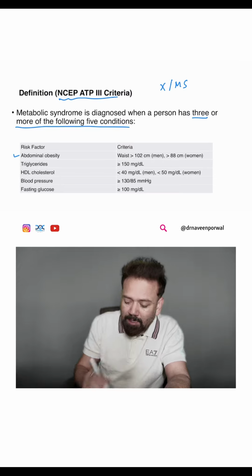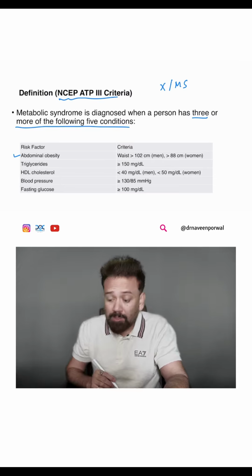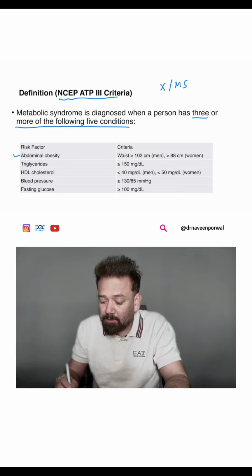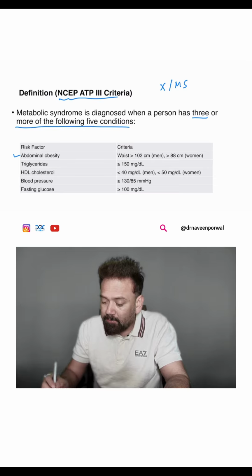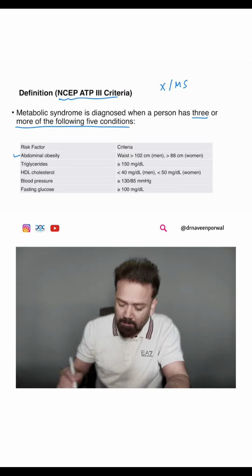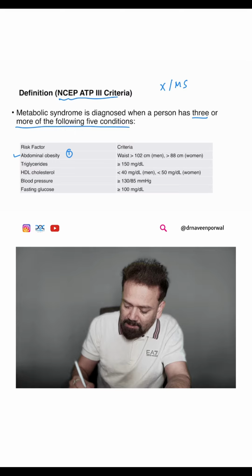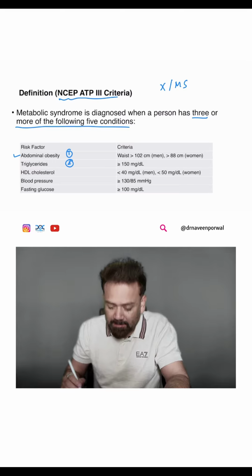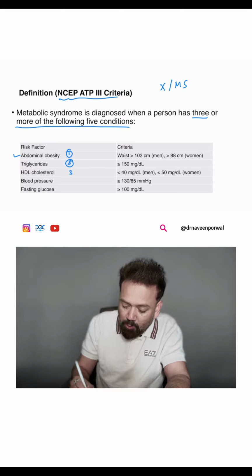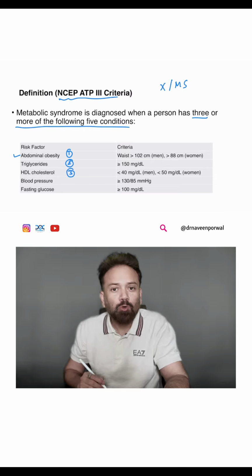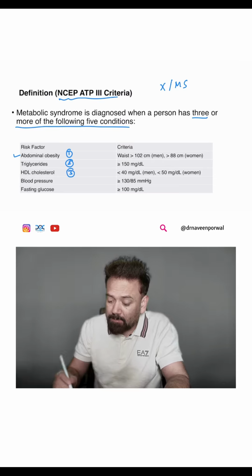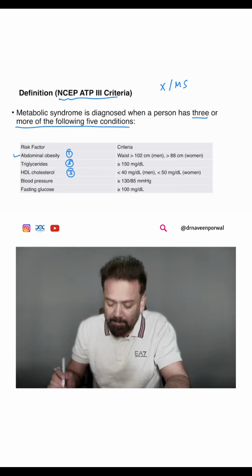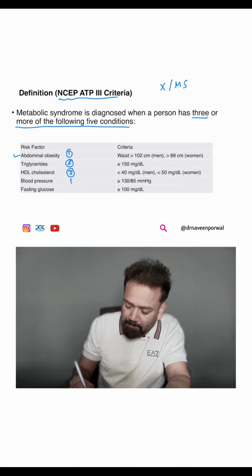Number one is abdominal obesity: waist circumference more than 102 centimeters in men, or more than 88 centimeters in women. Number two, triglycerides are more than 150 milligram per deciliter. Number three, HDL, the good cholesterol, is less than 40 milligram per deciliter in men and less than 50 milligram per deciliter in women.